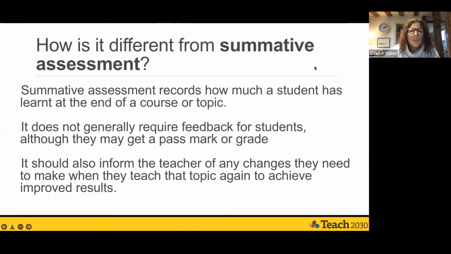And it should also inform the teachers of any changes they need to make when they teach that topic again to achieve improved results. It's common, obviously, for teachers to teach the same grade or year group year on year for a few years at a time. So we may be teaching the same topic again and again, but we can learn as teachers from our summative assessment when we look at the exam results and so on that our learners have completed, or the tests or whatever, and think, this is the area that they didn't understand this time. So next year, I need to make sure I focus or I include more of that.